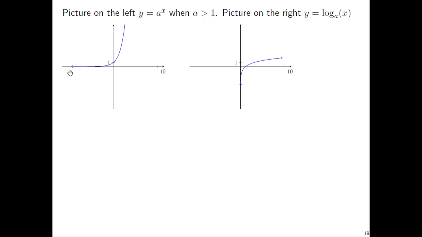So this is your picture of y equals 2 to the x, or y equals 3 to the x, or y equals e to the x, or y equals 25 to the x. They all look like this. They're all slightly different, but they all have this shape to them, and a y-intercept of 1. If you flip this diagonally, you'll get this picture here, where now the x-intercept is 1.